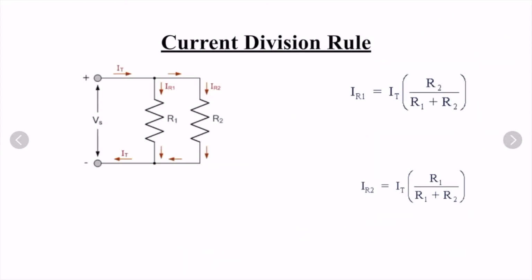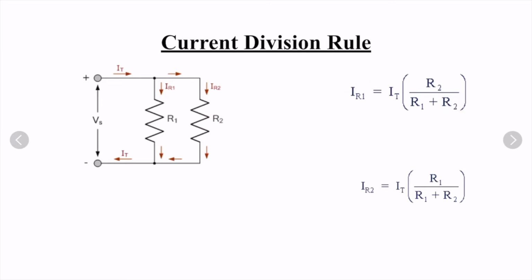And in case of a parallel circuit, we have one more formula, that is known as the current division rule. The advantage of this formula is that if we know the value of the total current and the value of the resistances, we can apply this and calculate the branch current directly. Actually it is derived from KCL only, but if you know this formula, you need not apply KCL and do tedious calculations. You can apply this formula directly and calculate the branch current.